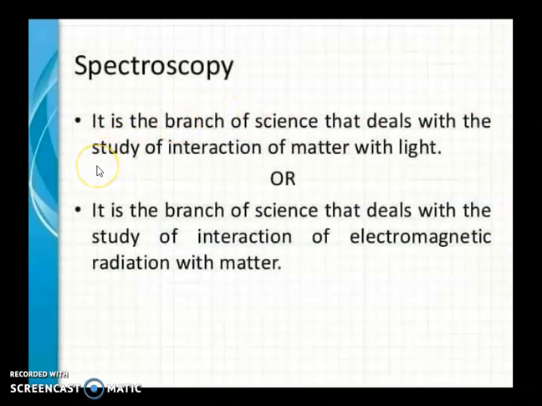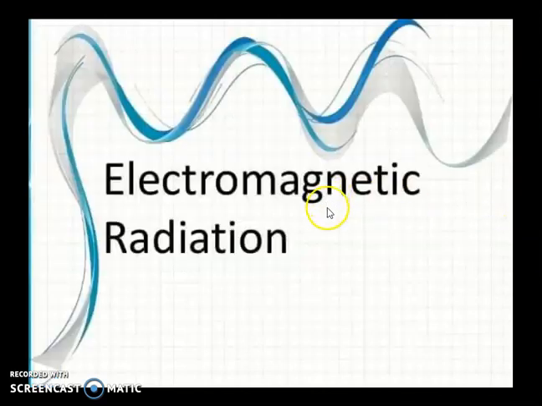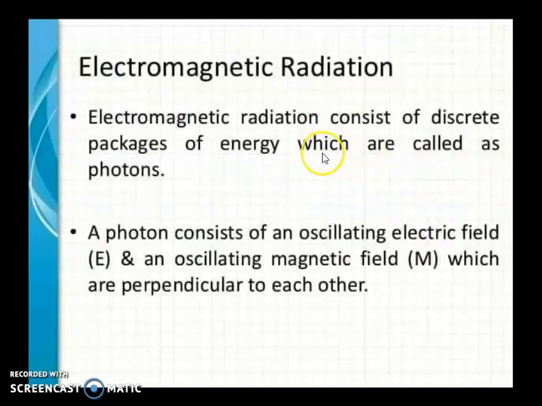Now spectroscopy is the branch of science that deals with the study of interactions of matter with light, or the study of interactions of electromagnetic radiation with matter. Now electromagnetic radiation consists of discrete packets of energy which are called photons. A photon consists of an oscillating electric field E and an oscillating magnetic field M, which are perpendicular to each other.